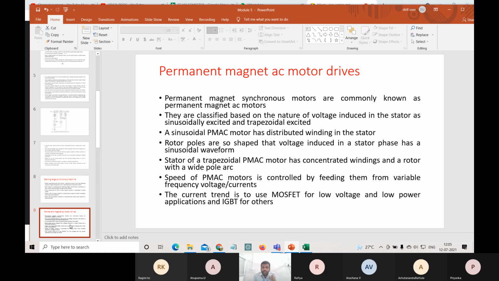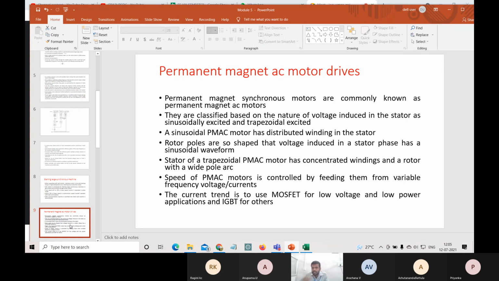So the motor will be having a stator and rotor. So the rotor poles are made so that the voltage induced in the stator phase is similar to a sinusoidal waveform. So similarly, this is about rotor poles. Similarly, a stator of a trapezoidal PMAC and stator of a sinusoidal PMAC.